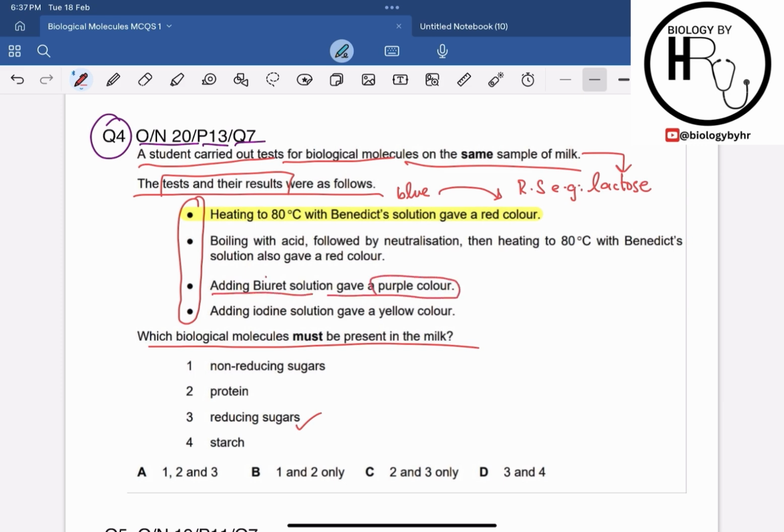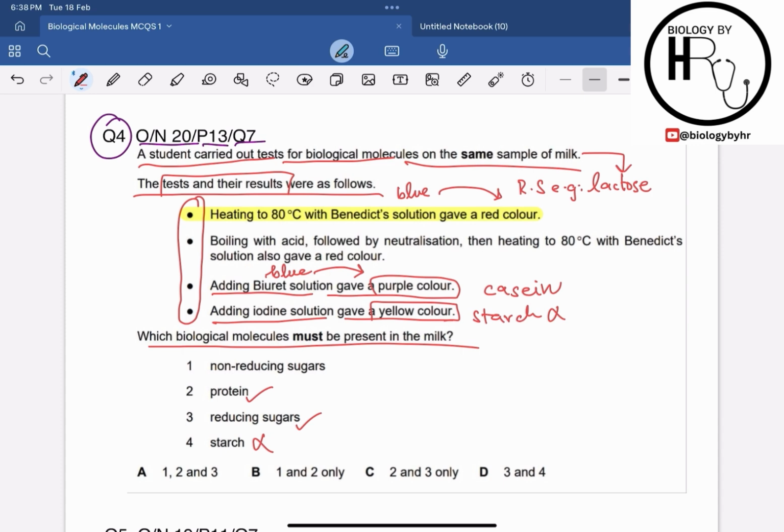We know that as the biuret solution changes its color from blue to purple, it means that the proteins are also present in the milk, right? The very popular protein of the milk is the casein. Adding iodine solution gave a yellow color. If the starch was present, then the solution would turn blue-black, but as the iodine solution is giving the yellow color, it means that the starch is not present. So we can simply cross the starch.